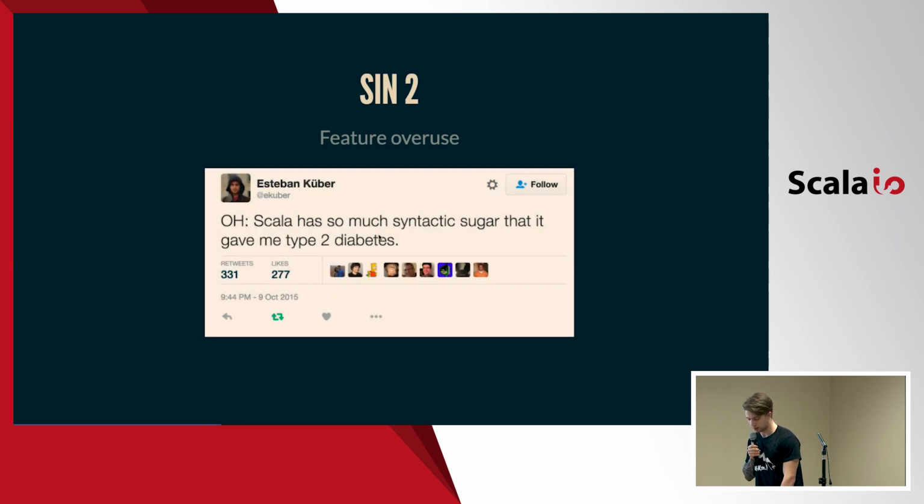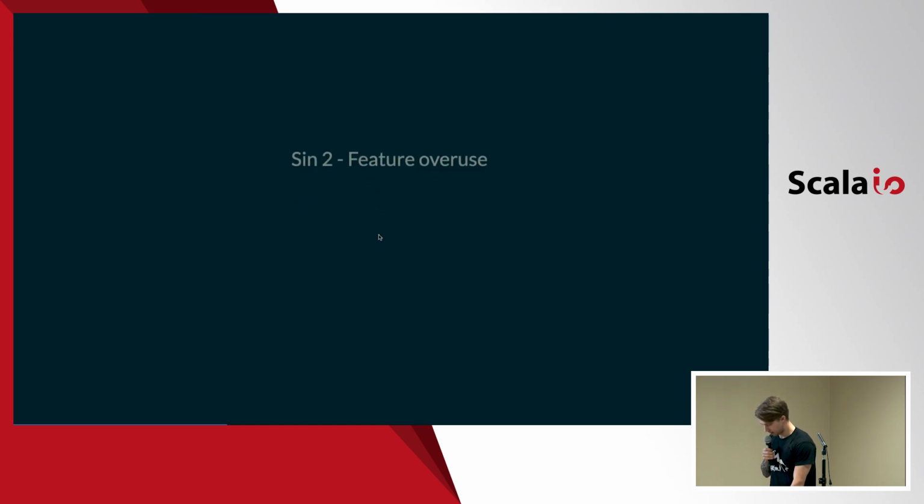Now the second sin, I love it. It's feature overuse. Scala has a lot of cool features, a lot of syntactic sugar, so much that you can get diabetes from it, apparently, like these 331 people. So what does it mean?